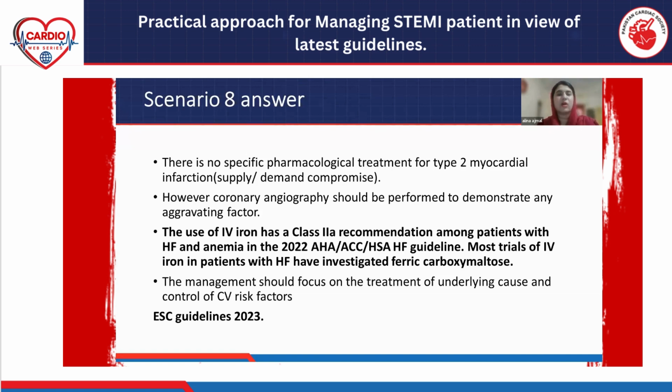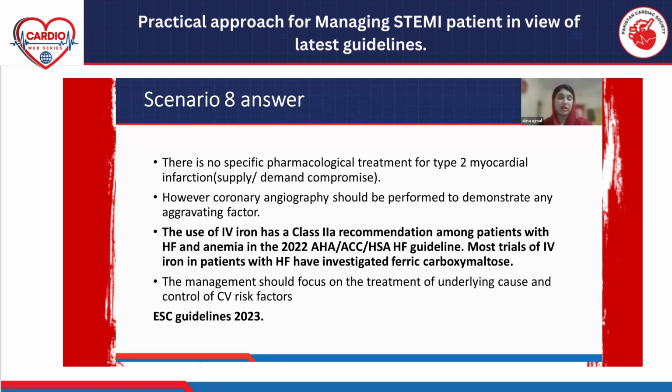However, we cannot ignore coronary angiogram in such patients. We will go for coronary angiogram in such patients, because if there is some lesion, we can demonstrate that this patient has some aggravating factor along with anemia. So what is the use of IV iron in such patients?